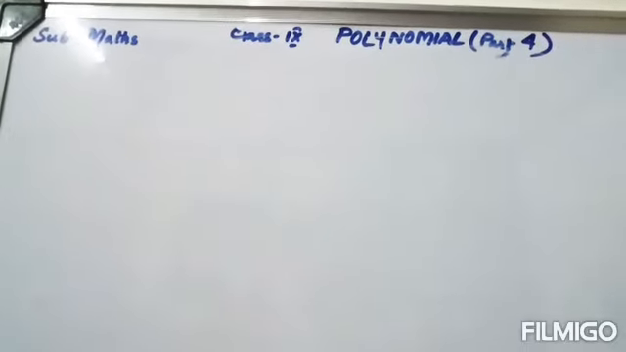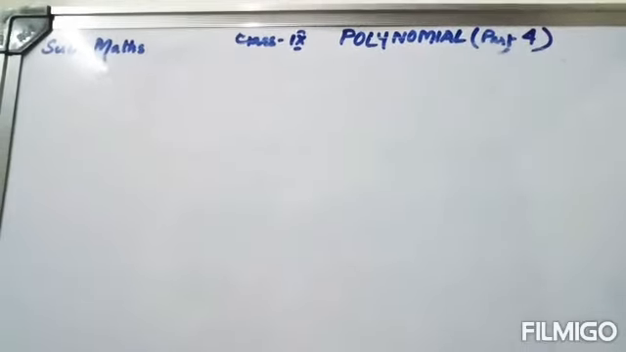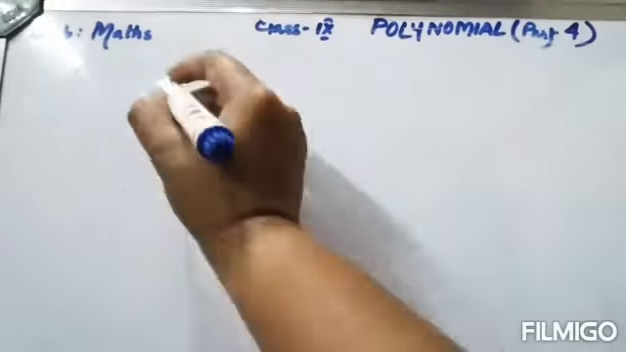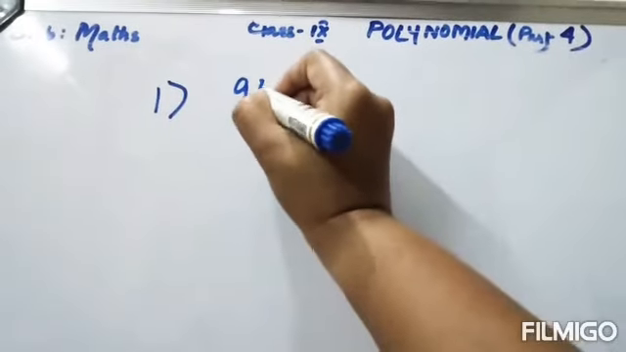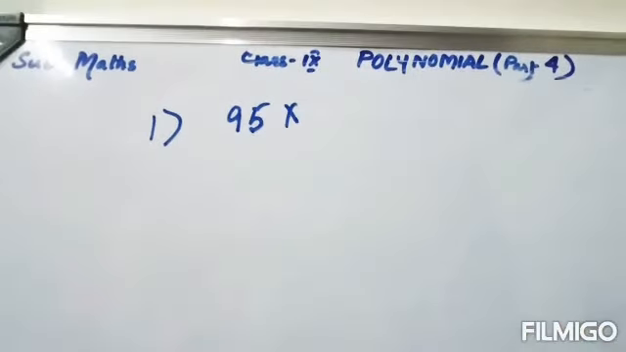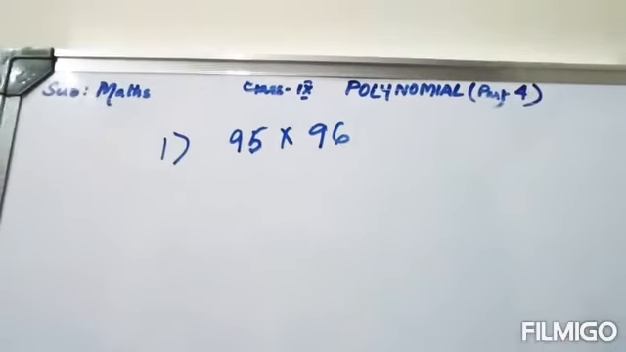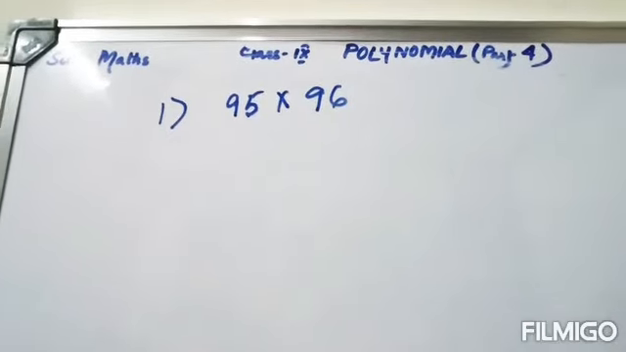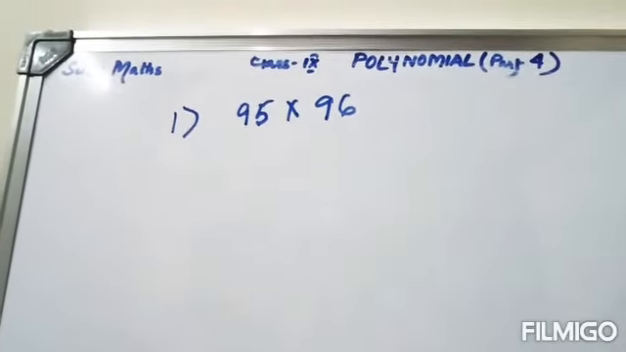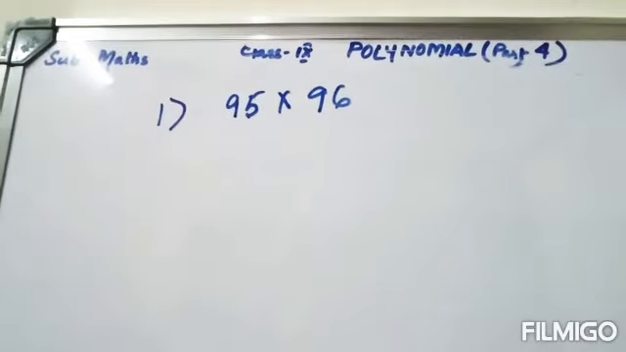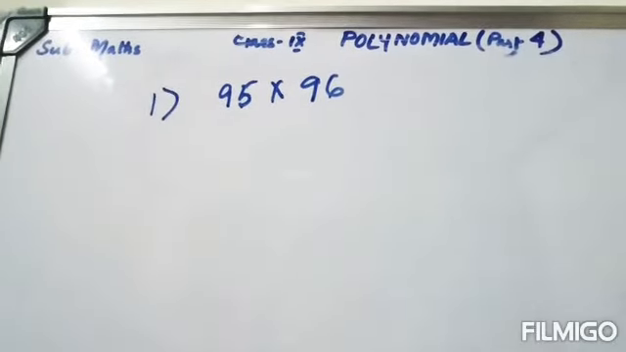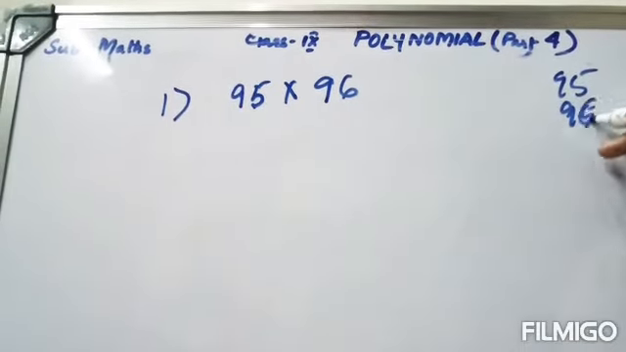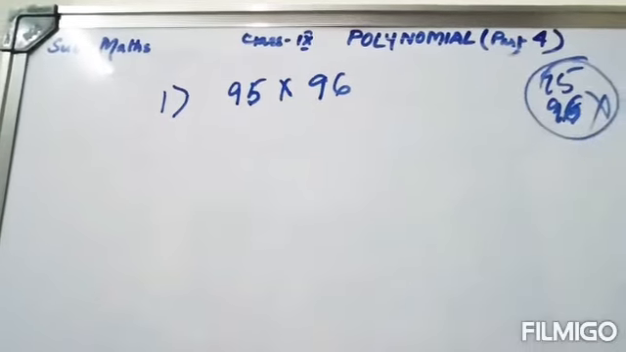Today we are going to see the same identities with numbers. Suppose you are given one number as 95 into 96. We have all used calculators, and if someone tells you to find the value of 95 into 96, you would write 95 into 96 and find the product.